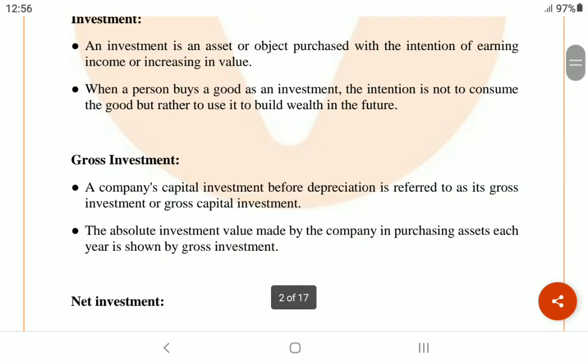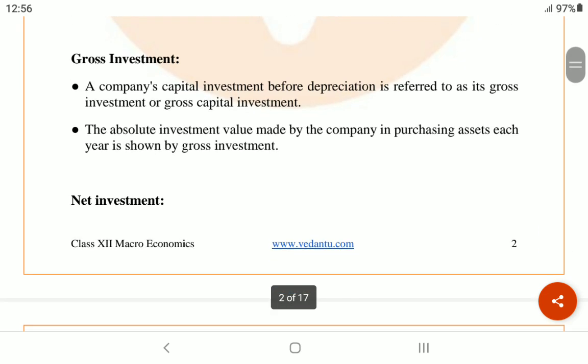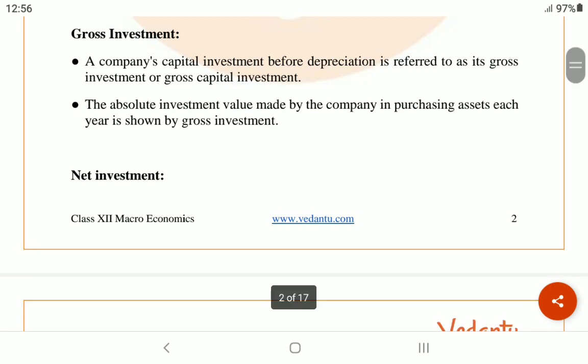Okay, gross investment. Next is gross investment. This is also one or two marks to be asked. Gross investment is a company's capital investment before depreciation. Before depreciation, what is the investment the company has done? It is referred to as its gross investment or gross capital investment. The absolute investment value made by a company in purchasing assets each year is shown by gross investment.